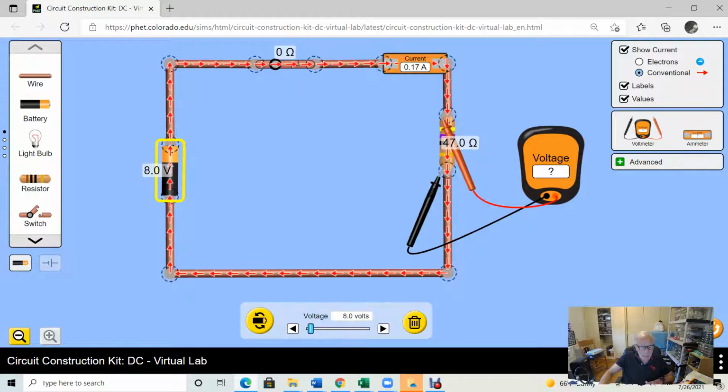Okay, going back to half, we're going to have such a low voltage that we'll barely see any motion of the charge. See that? Let's go back to half a volt.